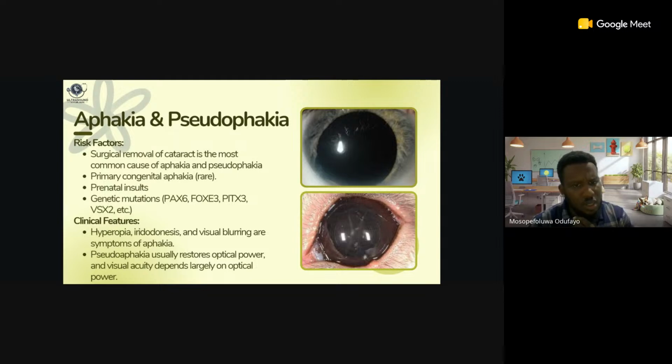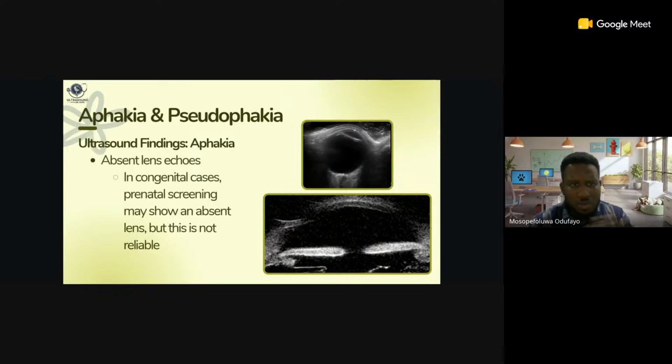Hyperopia, iridodonesis. Is that okay? Good. So, ultrasound findings of aphakia. You check everywhere, you don't see the lens. How you differentiate it from dislocation is that you find the lens somewhere else during dislocation. But in aphakia, absent lens echoes, you check everywhere, you don't see it. You check the anterior chamber, posterior chamber, posterior segment, vitreous cavity, you check within the ocular structures, you don't see it.